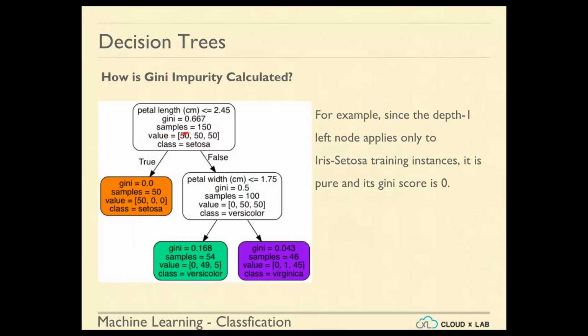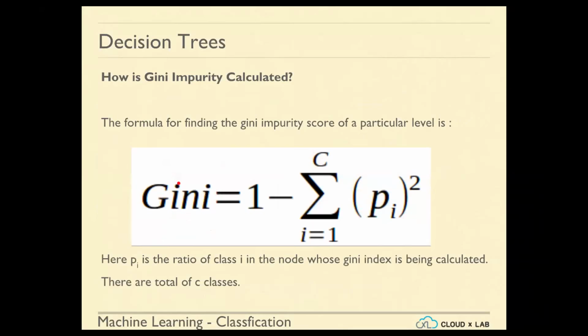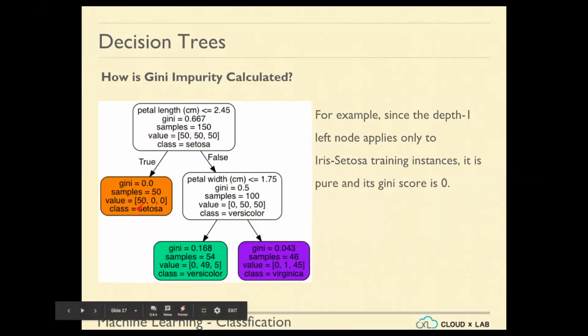So is this formula clear to everyone? 1 minus the sum from i equals 1 to C, as in all possible classes, of pi square. What is pi? Pi is the ratio of class i in the node whose Gini index is being calculated, divided by total instances.